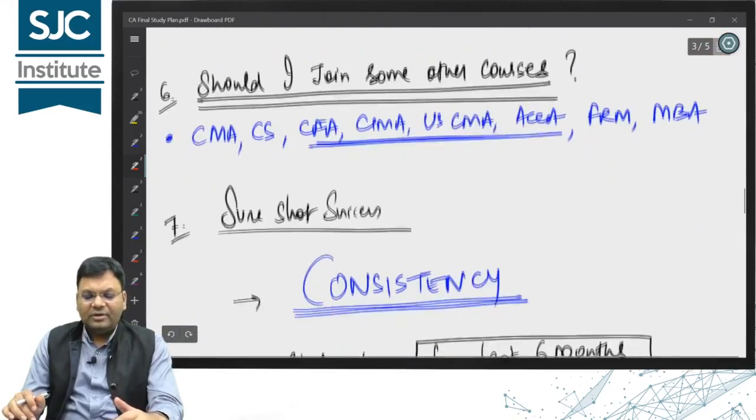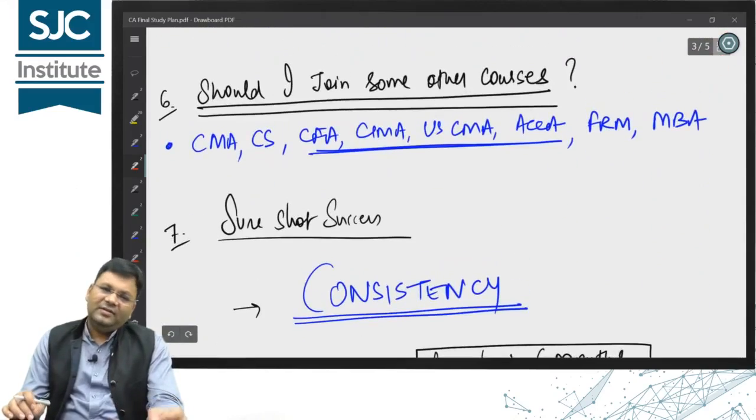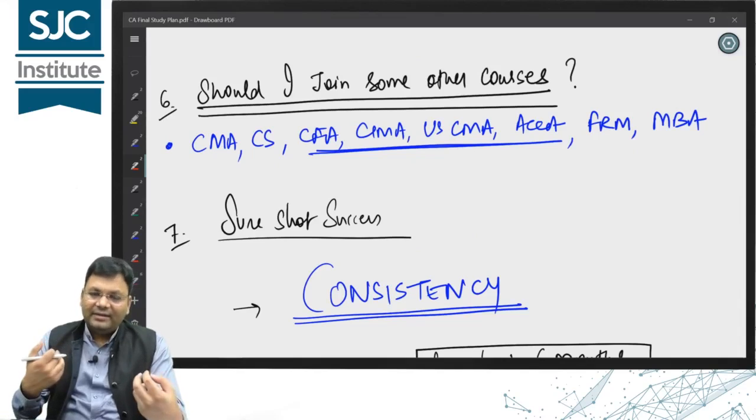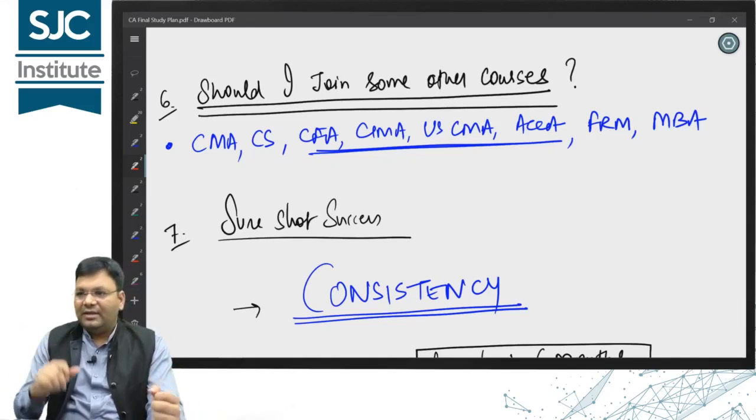Should I join some other courses? I always say do anything after CA, because CA in itself is very challenging, very demanding. So avoid anything other than CA. If you are taking the load, it's like the "Aa bail mujhe maar" concept. That means you're inviting a bull to hit you. It is something like that.